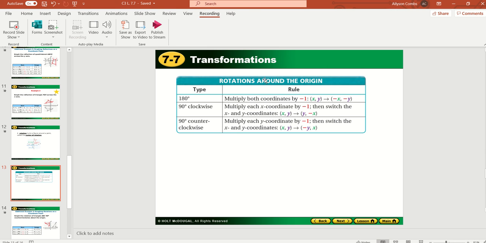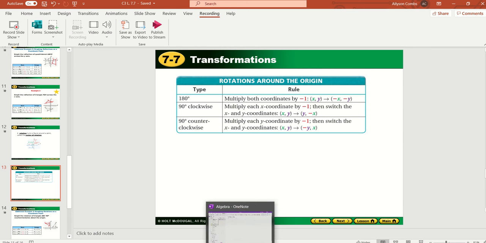Because you're rotating, everything is rotating in this IXL lesson. So if you rotate it 180 degrees, you're going to multiply both the X and the Y coordinate by -1. So if they're negatives, they're going to become positives. If they're positives, they're going to become negatives. If it's 90 degrees clockwise, you're going to multiply just the X coordinate by -1. Then you're going to flip the coordinates. So instead of it being XY, it'll then be YX. And then 90 degrees counterclockwise, you're going to multiply the Y coordinates by -1 and then switch them.